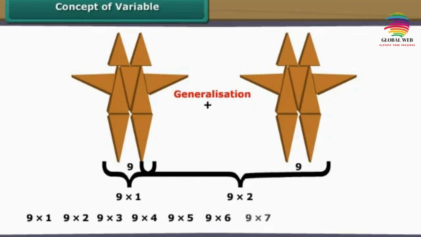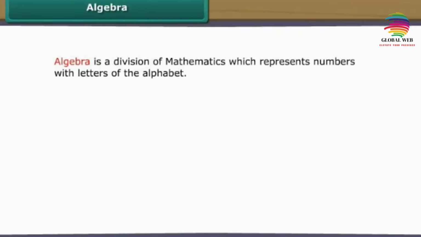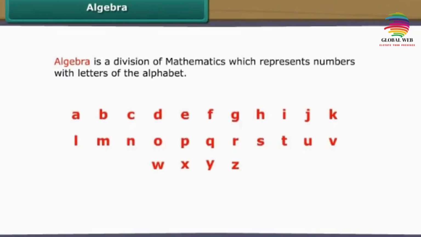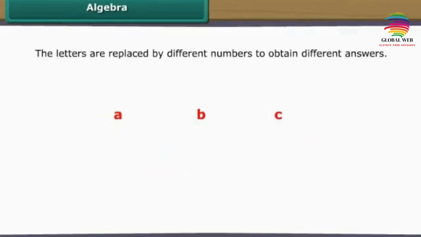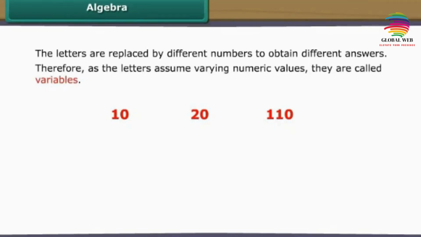We can, therefore, generalize by saying, if Ananya makes n dancing figures, she will require 9 into n triangles. Algebra. Algebra is a division of mathematics which represents numbers with letters of the alphabet. The letters are replaced by different numbers to obtain different answers. Therefore, as the letters assume varying numeric values, they are called variables.